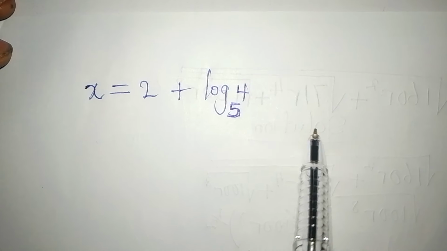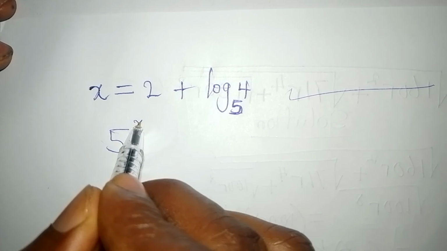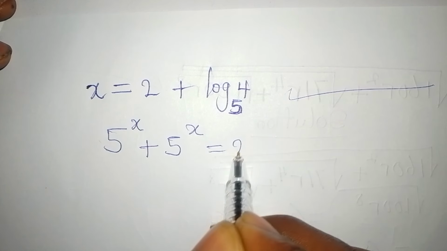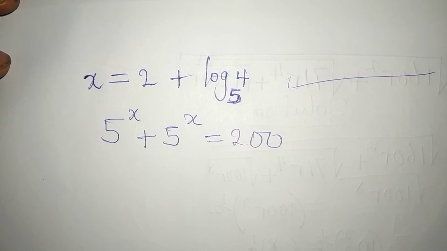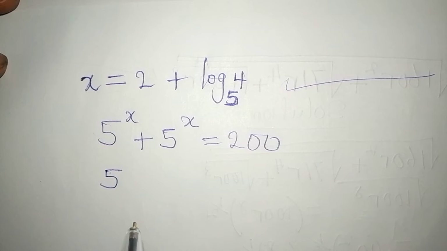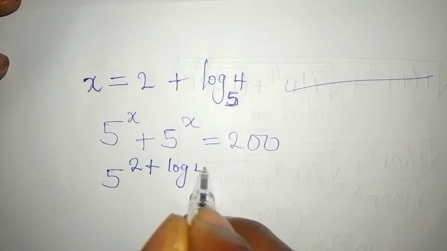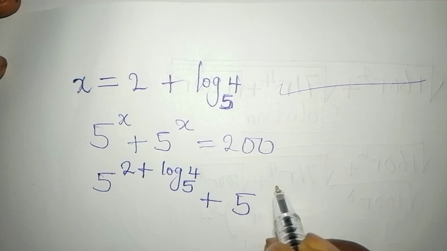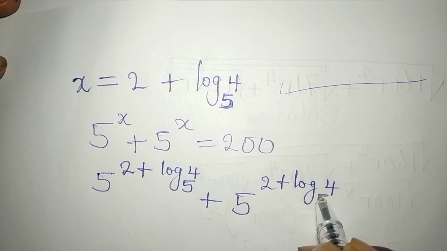Okay, so this is what we have, and the equation is 5 to the power of x plus 5 again to the power of x equals 200. Okay, I think it's 200. Yes. Now let's put this value of x into this. We have 5 to the power of 2 plus log 4 to base 5 plus again 5 to the power of 2 plus log 4 to base 5.